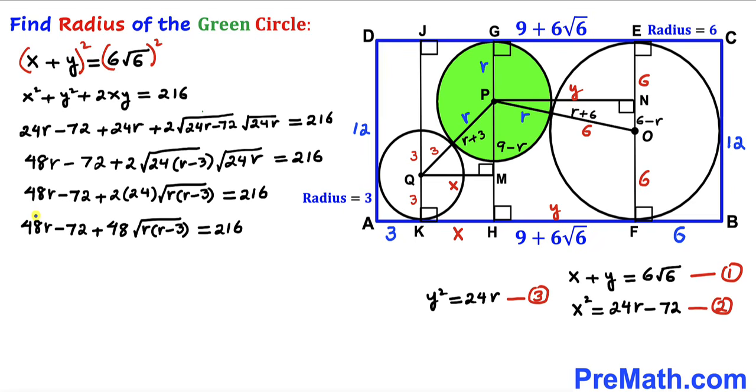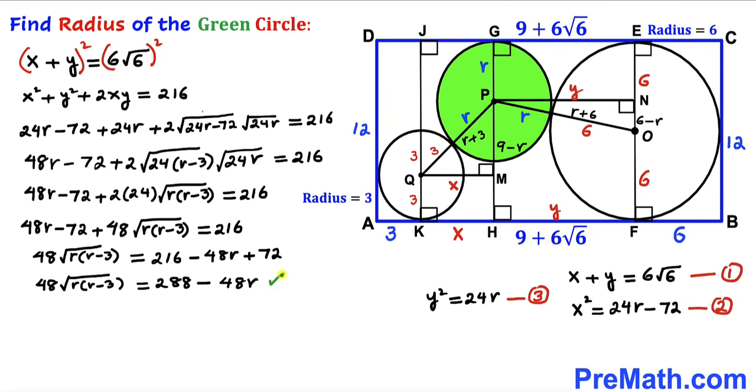And in this next step, I'm going to move all these terms to the right hand side, as you can see in this next step. And now we are going to combine these like terms, as you can see in this next step. And now we are going to divide each and every term by 48. This 48 and 48 is gone. So therefore we end up with the square root of, if we distribute this thing, r square minus 3r equal to 6 minus r.